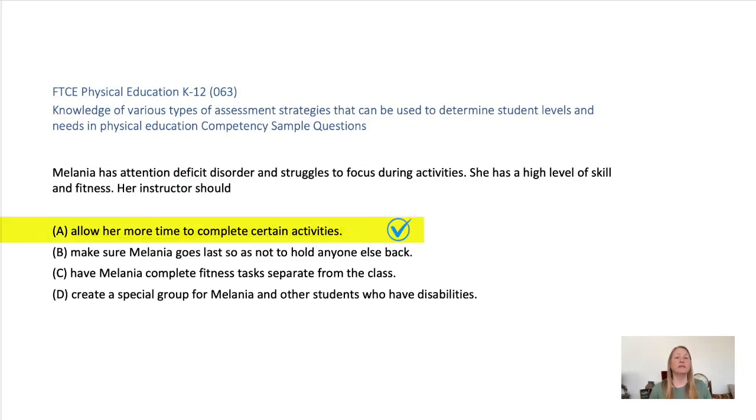The correct answer is A, allow her more time to complete certain activities. Allowing Melania more time should be sufficient. She is fit and skilled, and there is no need to separate her from the larger group. Accommodation should be made so that students needing accommodation can interact with their peer groups as normally as possible.